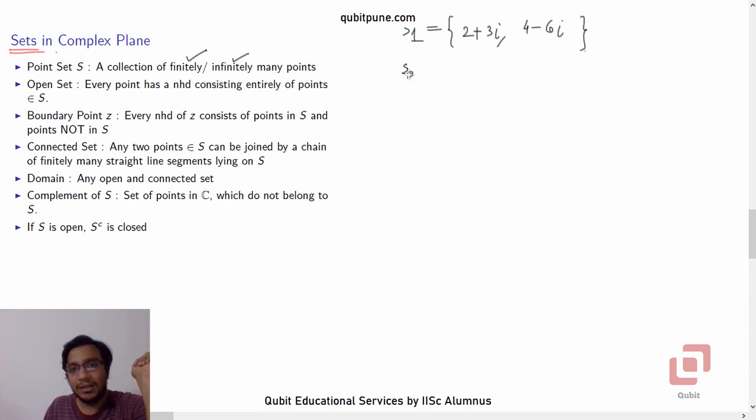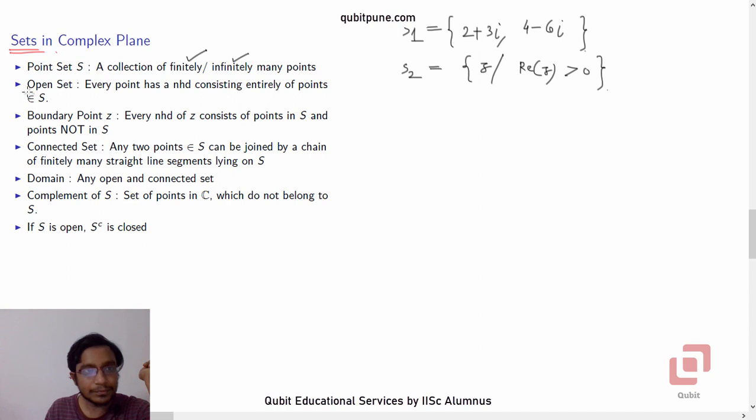And if you define another set S2 to be the set of all those complex numbers z such that their real part is positive, we've already seen this in the half plane. This is another point set. Let us now go to open set, analogous to open interval in the real variables. So an open set is a point set such that every point has a neighborhood consisting entirely of points in S.